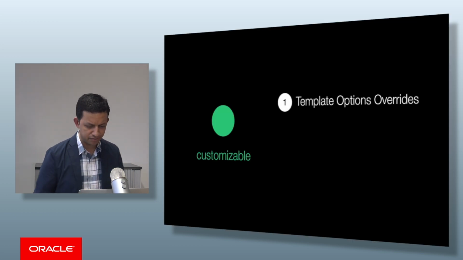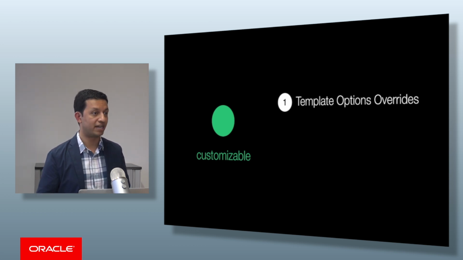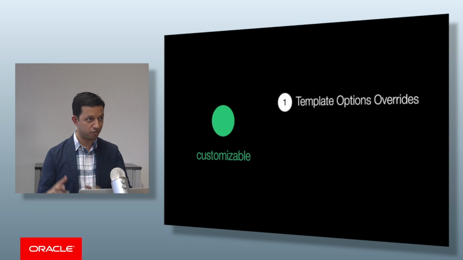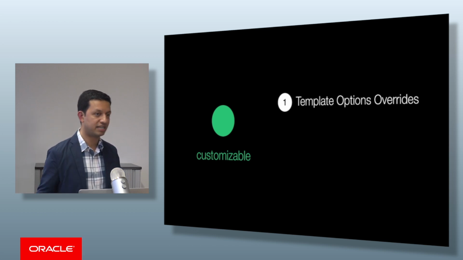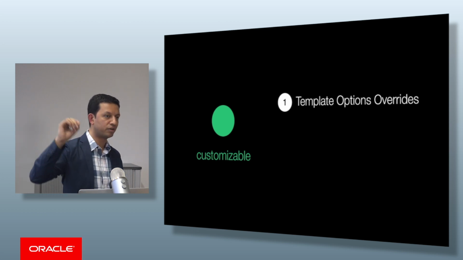Finally, getting down to customizability. We're looking into providing a way for you to override template options. Universal Theme provides a number of template options, but it'd be nice if you could also override them. So you can say, hey, I want to use Universal Theme, but I want all of my regions to have the following template options.